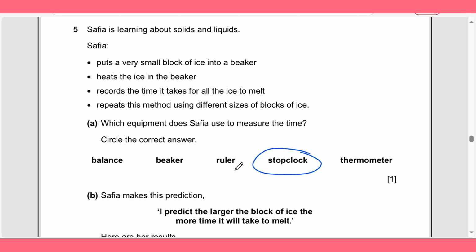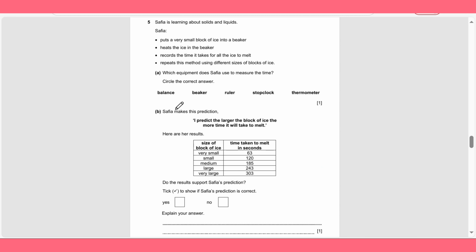Next, we see 5B. 5B says Xavier makes this prediction. I predict that the larger the block of ice, the more time it will take to melt. Here are her results: very small, small, medium, large, very large. Time taken to melt: 63, 120, 185, 243, and 303. Do the results support Xavier's prediction? Tick to show if Xavier's prediction is correct, yes or no. With your explanation, 1 mark.